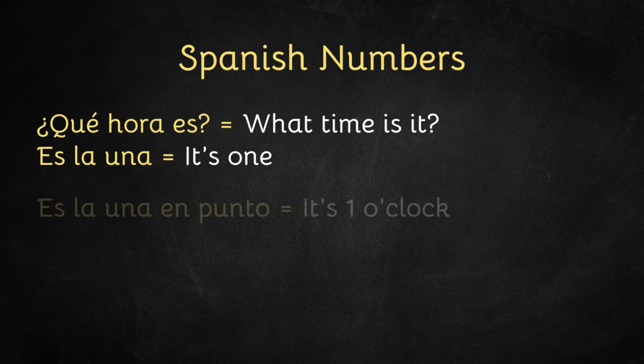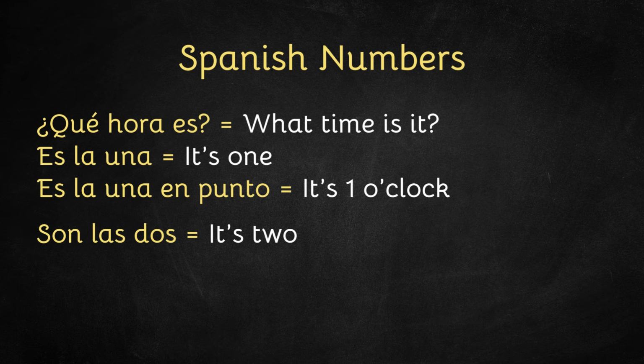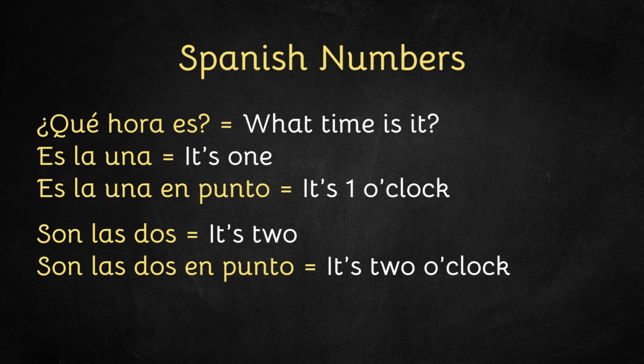It's 1. Or es la una en punto. It's 1 o'clock. En punto means o'clock. That's the only time when we use es la for 1 o'clock. For any other time, we use son las. For example, son las 2. It's 2. Or son las 2 en punto.